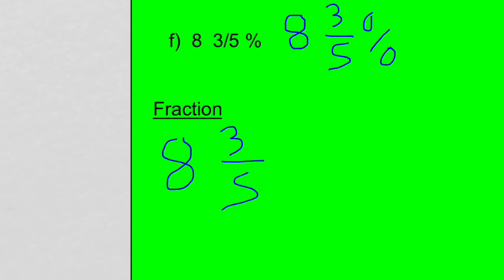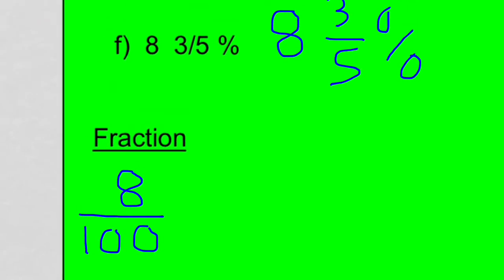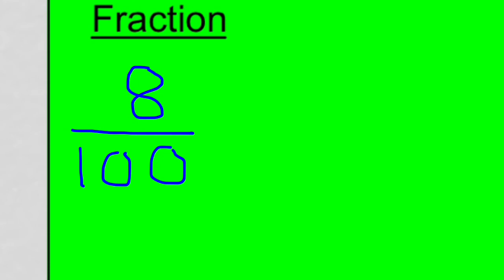But I say no. Okay, it's a percent because it's got the percent symbol, right? It's got this guy right here. It's a percent that has a fractional part. So whenever we're making a percent into a fraction, always remember percent means fraction out of 100. So we're going to make this out of 100. Now, if this was just 8%, this would be a super easy question. This would be 8 out of 100. But it's not just 8%, it's 8 3/5%. So this means 8 3/5 out of 100.